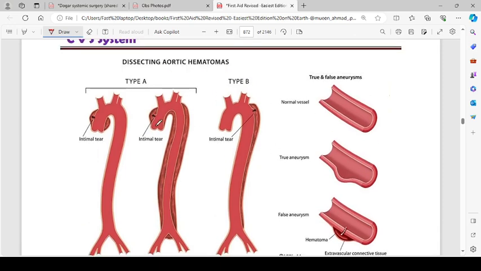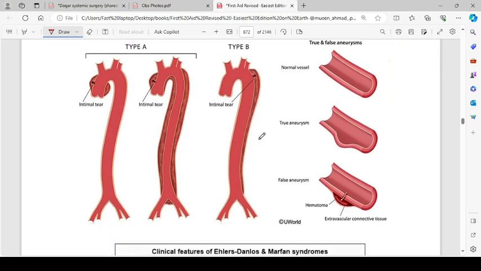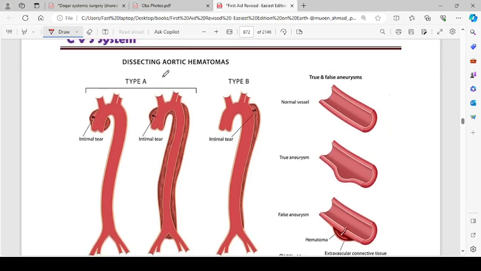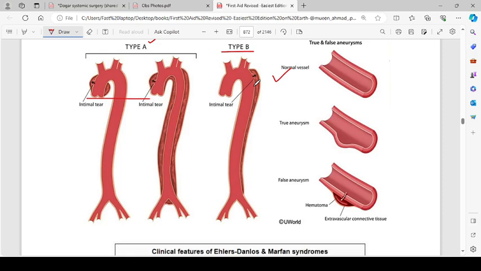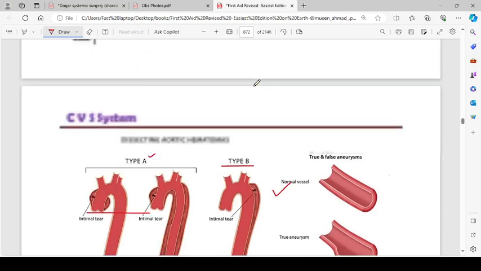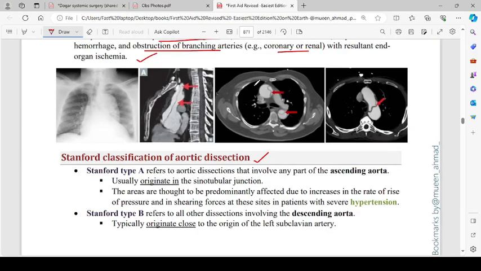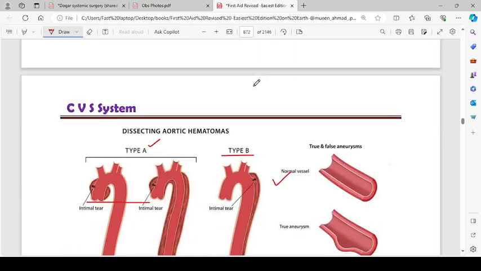Okay, so they are not referring to the DeBakey or the Stanford classification, but for the Stanford classification, type A is any type of classification which includes ascending aorta, and if it includes only descending aorta, it is type B. Okay, I don't remember that other classification, the DeBakey classification, but it was like 1, 2, 3, and let's see that. Just give me a second.